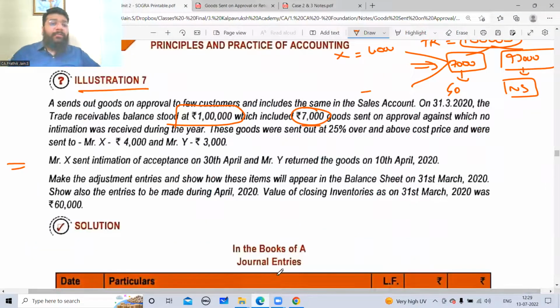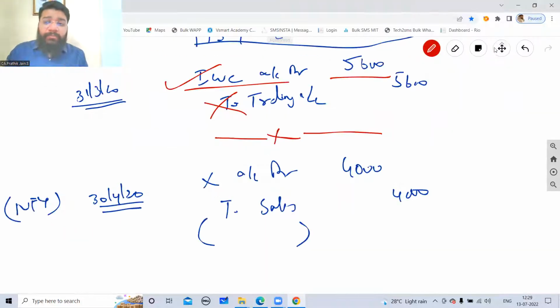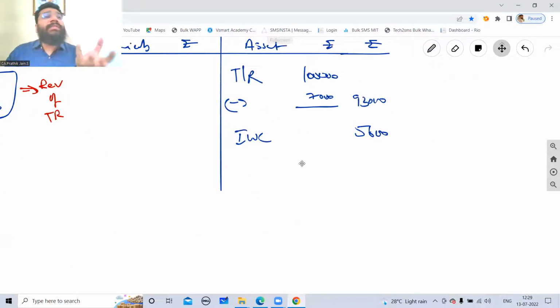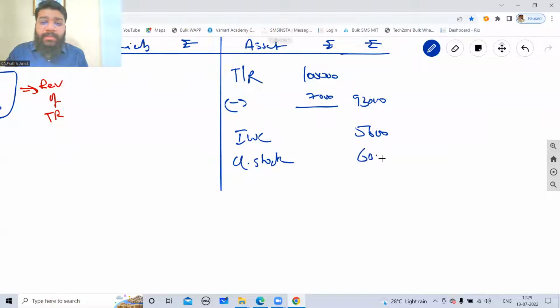Apart from that, there is one more information given in the question that value of the closing inventory as on 31st March is 60,000. Closing inventory means what? The inventory in our godown, our factory, our warehouse. So this is closing stock, our closing stock where the goods is under our control, our possession. So closing stock, how much? 60,000. Closing stock 60,000. So these three items you will present in the balance sheet.